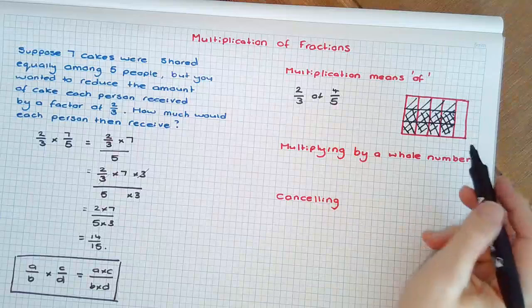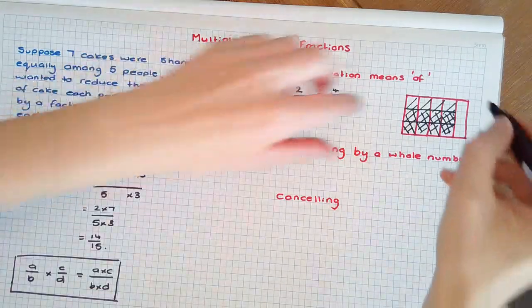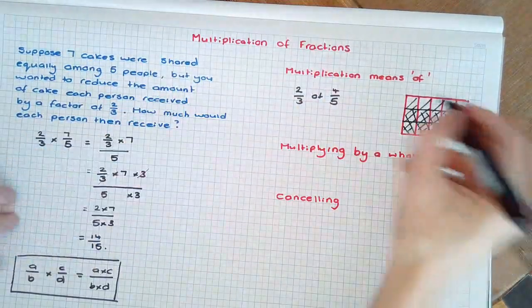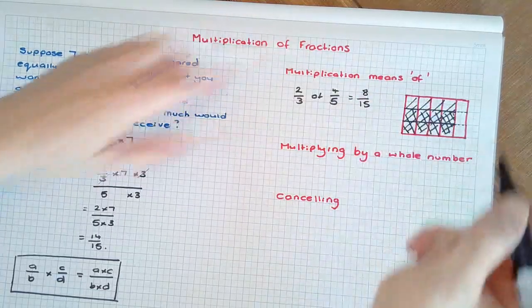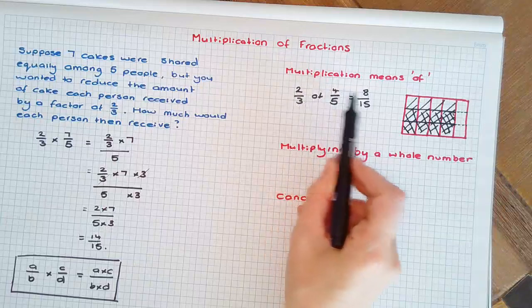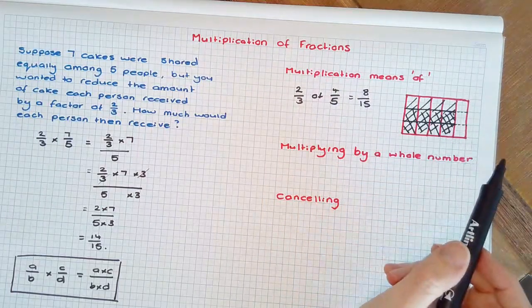The area shaded is our answer, but to see it as a fraction we need to draw in extra lines. We have 8 boxes shaded out of the total 15, which is 8/15. Again, it's the product of the numerators, 2 times 4, over the product of the denominators. Of can mean multiplication.